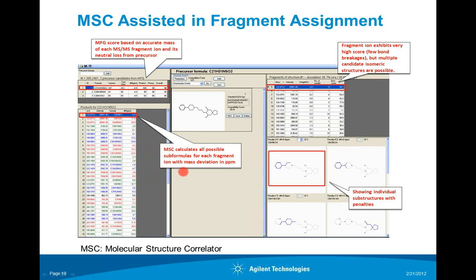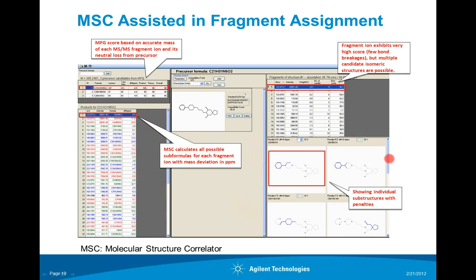The software will also calculate all the possible subformulas for each fragment ion with mass deviation in ppm. For example, in this case, at m/z 122, this fragment ion shows 3 subformulas. The top one shows the lowest mass error at 0.4 ppm. So this is the most relevant, and therefore this formula was selected.